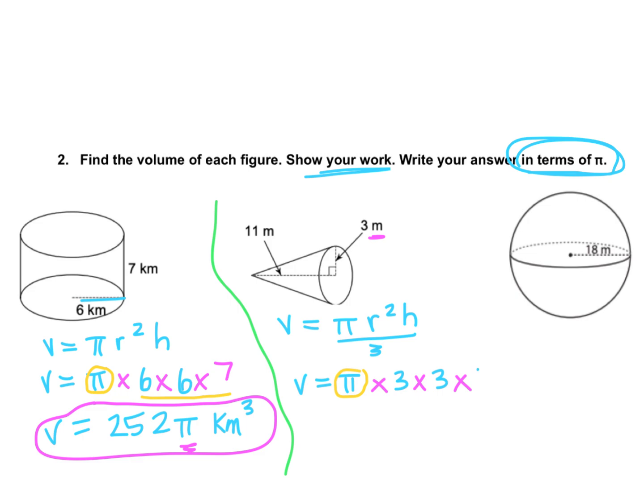And the height of our cone is from the base to the top, the vertex. So that's going to be 11. Now I'm going to do 3 times 3 times 11. And then don't forget, we have to divide that by 3. So 99 divided by 3. Remember, don't calculate your pi. And we will get 33 pi. And this one is meters cubed.